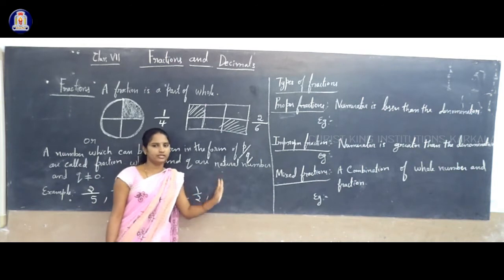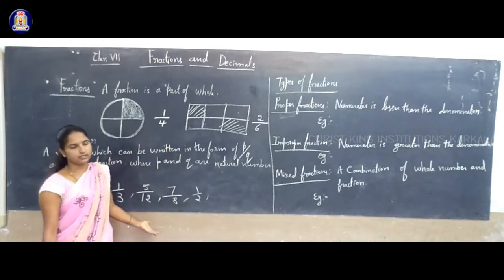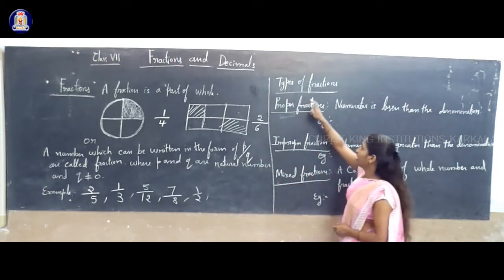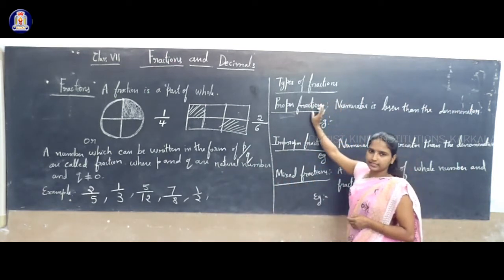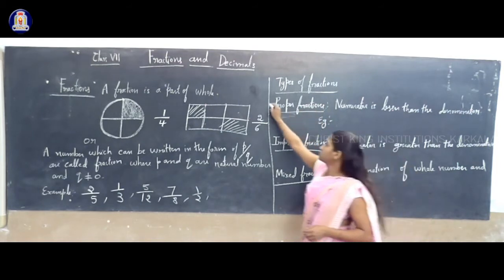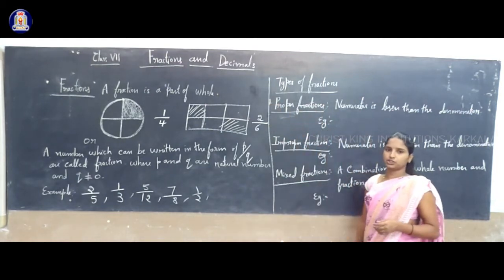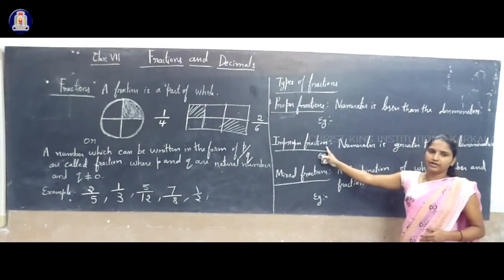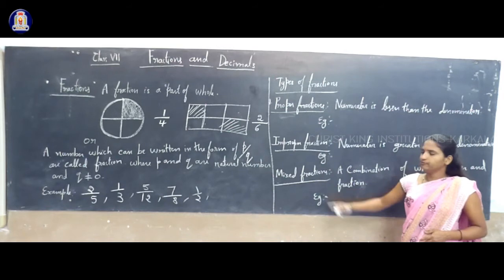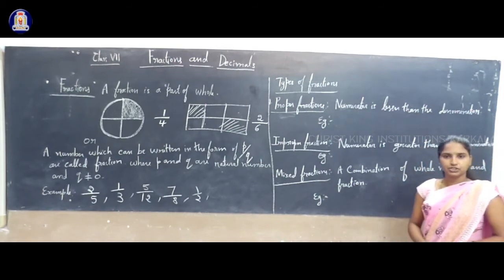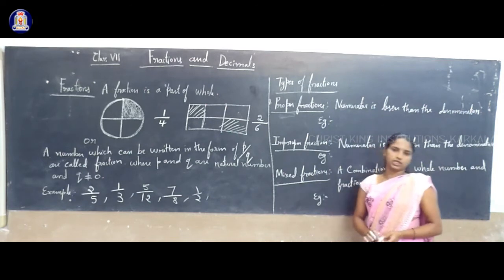You can give many examples of fractions. Clear? Yes. Next, types of fractions. In this, the first type is proper fraction. Next, the second one, improper fraction. The third one, mixed fraction. Proper fraction, improper fraction and mixed fraction.